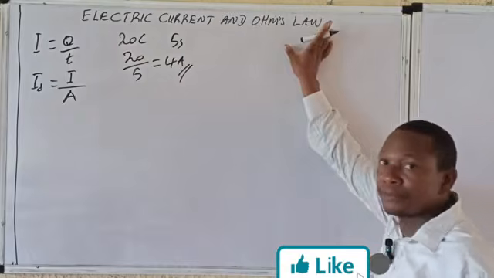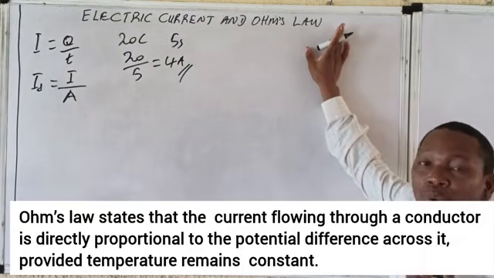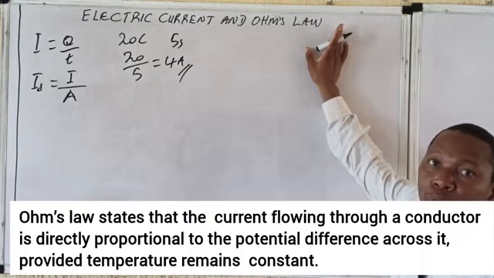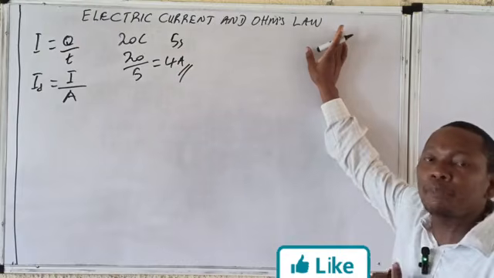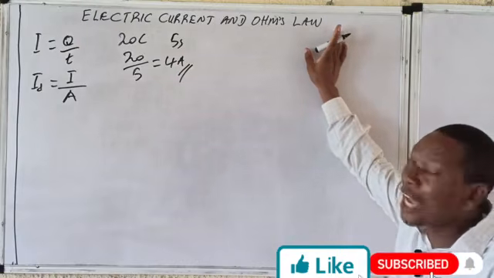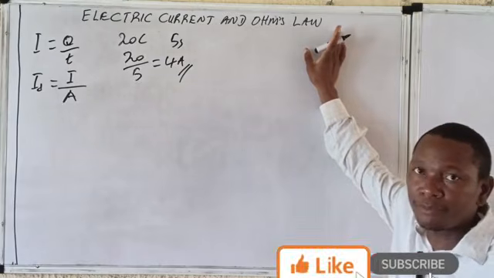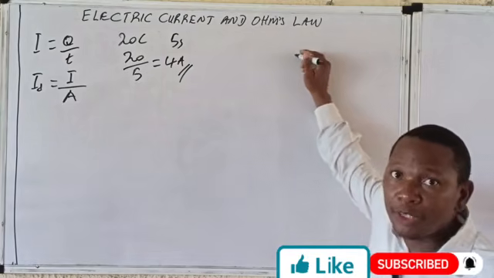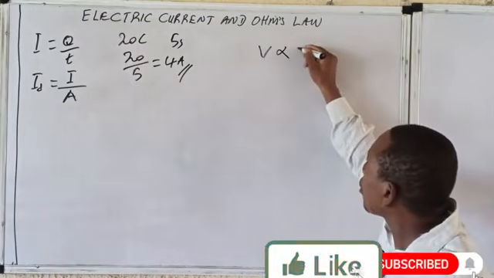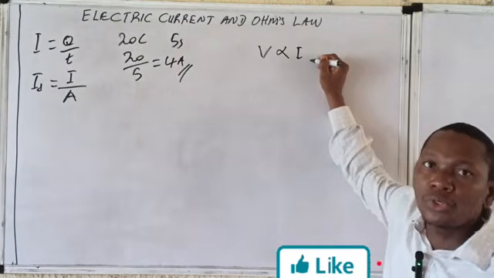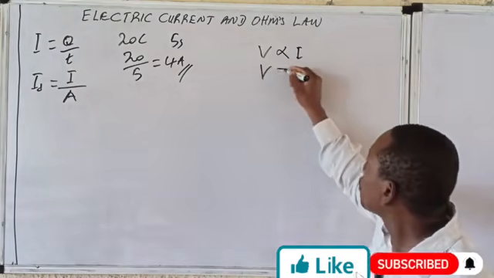Let's talk about Ohm's law. What is Ohm's law? Ohm's law simply states that at constant temperature, note the fact, the current flowing through a metallic conductor is directly proportional to the potential difference between the ends of the conductor. So current is proportional to potential difference, or potential difference is proportional to current. So we can introduce a constant called resistance, which means that V is equal to I R.